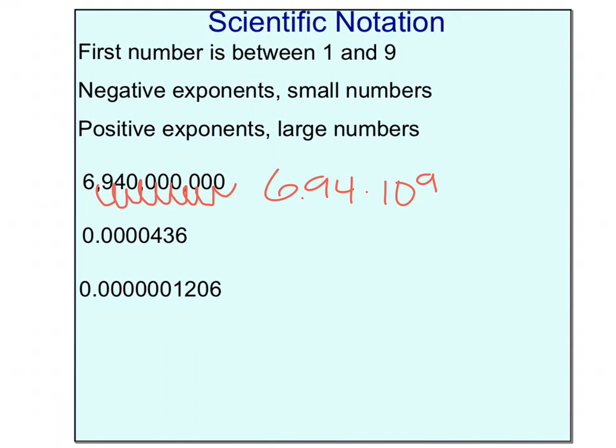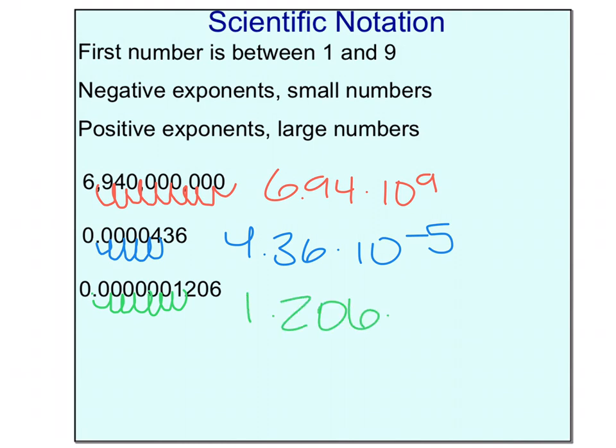For small numbers, you move the decimal point the other way, still in between the first two non-zeros. So this one would be 1, 2, 3, 4, 5. So I would write 4.36 times 10 to the negative 5 if it's a small number. And for this last one, same thing. 1, 2, 3, 4, 5, 6, 7. 1.206 times 10 to the negative 7 because it's a small number.